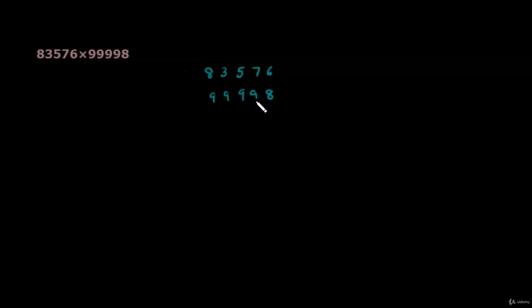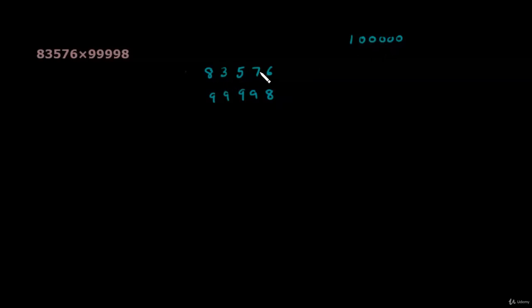We have to find the product of these two numbers. Now both the numbers are very near to this base. Because there are 5 digits in each of these numbers, after 1 we put 5 zeros. So this is how we write the base of these numbers. Now we have to find the difference of this number from this base.